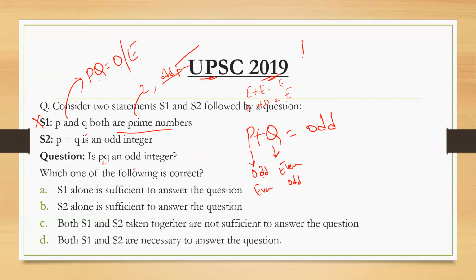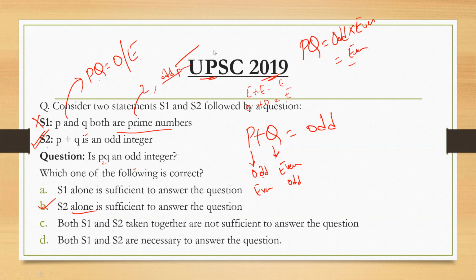In that scenario, what happens to PQ? You multiply odd into even, it is an even integer. Is PQ an odd integer? We can get a definite no from statement 2. So statement 2 is sufficient to answer the question.